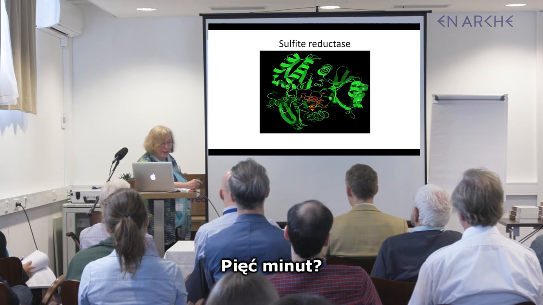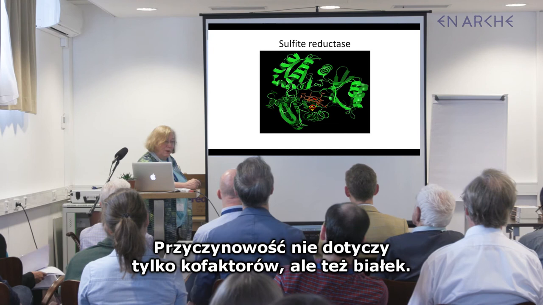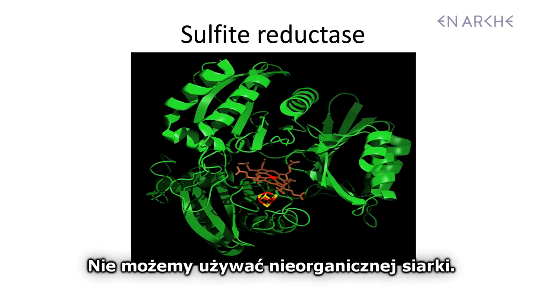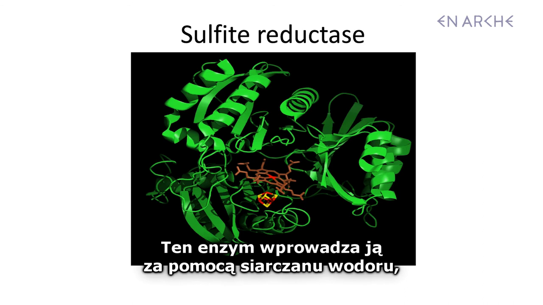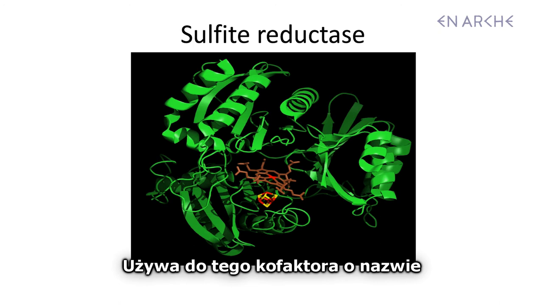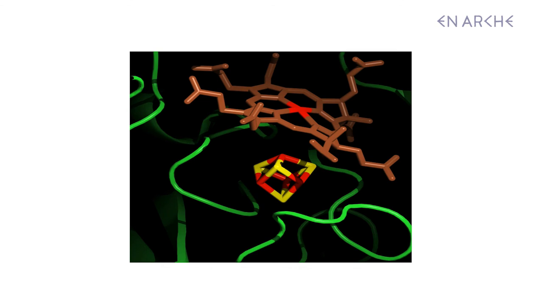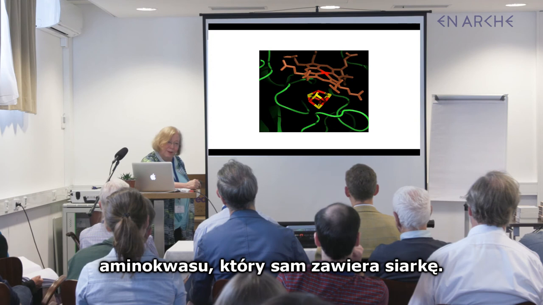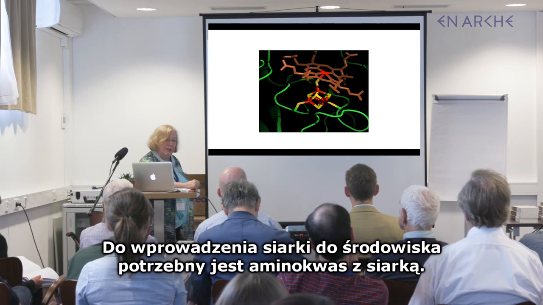Quickly, it's not true just of these cofactors. Circularity exists in proteins. Quickly, sulfite reductase is the enzyme that brings sulfur into the biosphere. We can't use inorganic sulfate. This enzyme brings it in as hydrogen sulfide that the biosphere can use. It uses a cofactor called iron sulfur cluster here in the active site of the enzyme. It has to hold that cluster in place in the active site using an amino acid, which itself has sulfur in it, cysteine. So in order to get sulfur into the environment, you have to have an amino acid with sulfur.